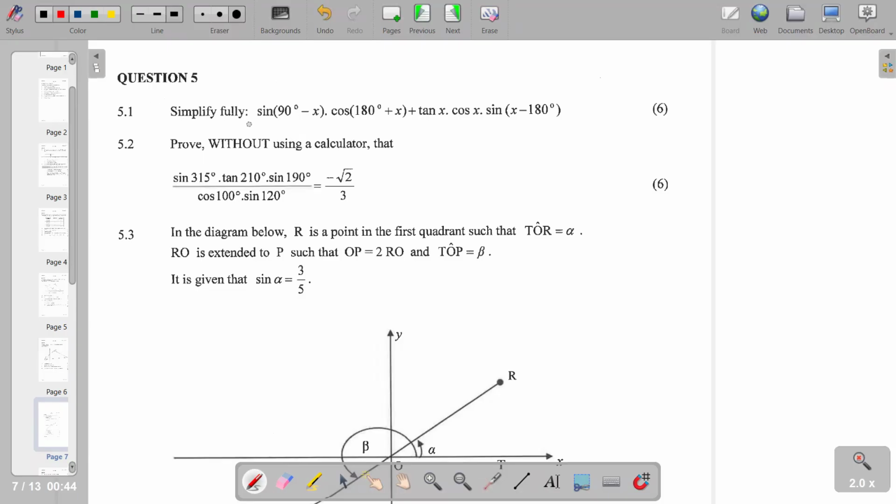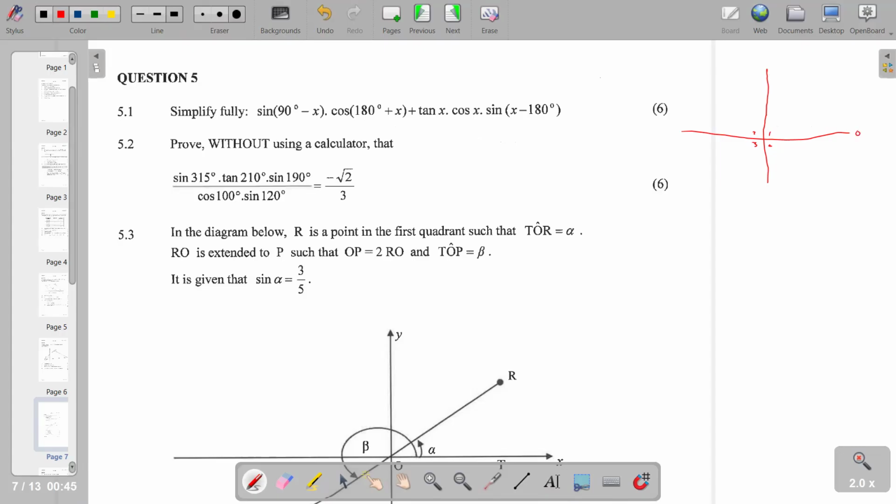First part is saying simplify fully sine(90 minus x) cos(180 plus x) plus tan x cos x sine(180)... So for us to do this, we need to understand the CAST diagram. We need to understand the CAST diagram. So our CAST diagram, this is first quadrant, second quadrant, third quadrant, fourth quadrant.